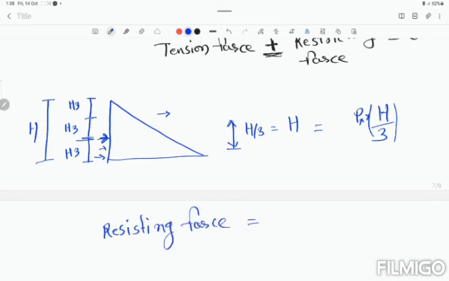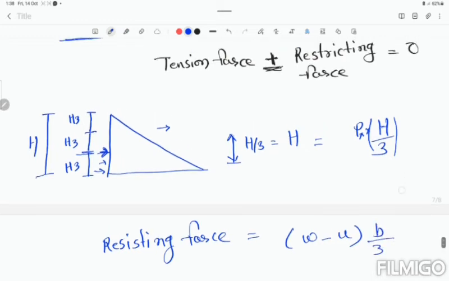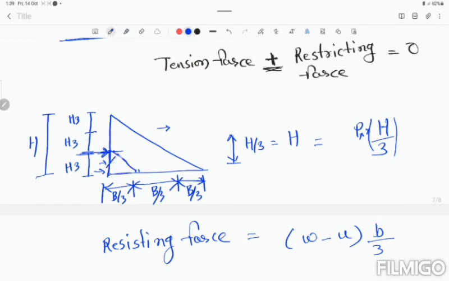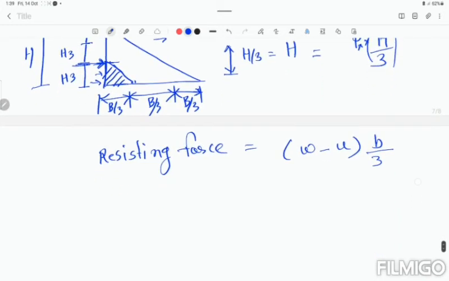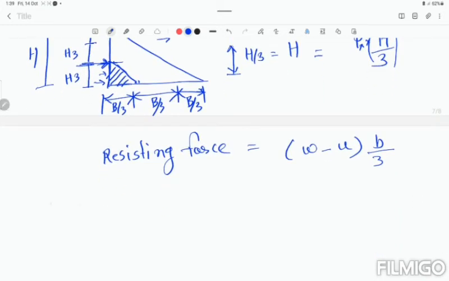The resisting force will be the weight of the dam minus the upthrust or uplift force, divided by b by 3 length. Because we are getting h by 3 distance, we will also get b. This is also divided into three parts: b by 3, b by 3, and b by 3. This is h and this is b we are talking about. So for b by 3 distance, the net resisting force for no tensioning.